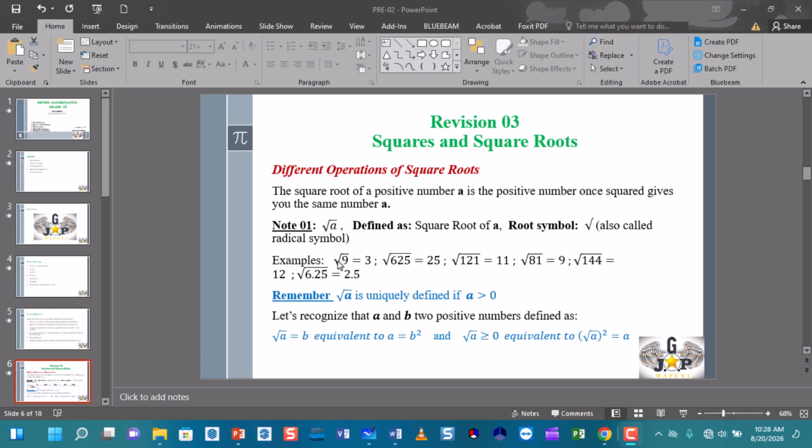For instance, we have the square root of 9, which is 3. The square root of 625, which is equal to 25. The square root of 121, which is equal to 11. The square root of 81, which is 9. The square root of 144, which is 12. And finally, the square root of 6.25, which is equal to 2.5.